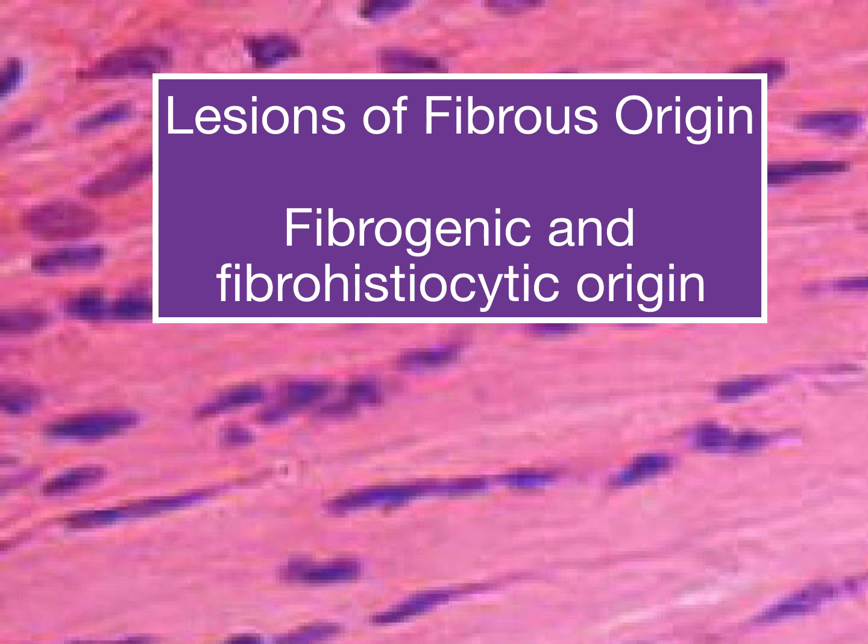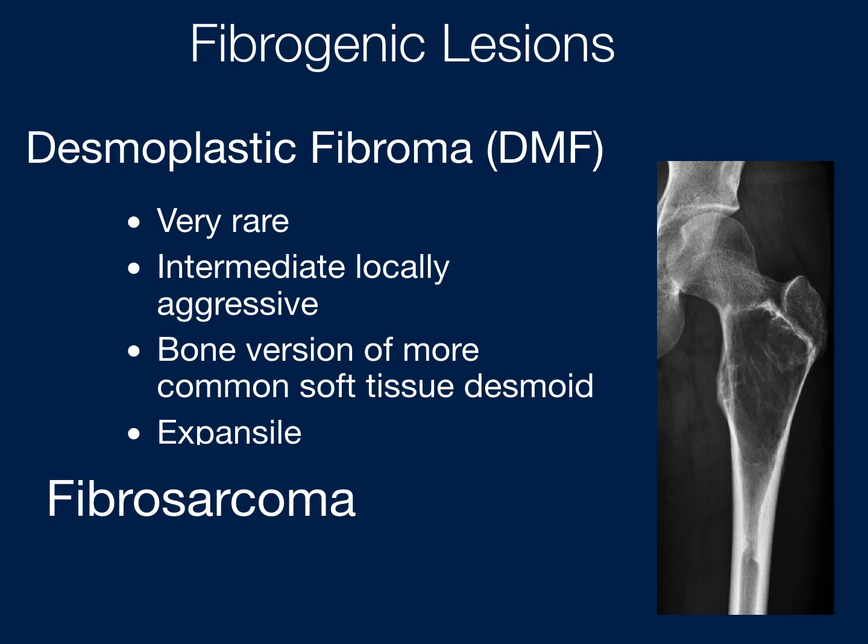The next type of tumor is the fibrous, and I've included both the fibrogenic and fibrohistiocytic origin lesions under the fibrous origin. The first is the desmoplastic fibroma, a really rare tumor that's in the intermediate locally aggressive category. They're also known as desmoid tumors of bone because it's the bony version of the more common soft tissue desmoid. On radiographs, they are expansile lesions. The fibrosarcoma is the malignant tumor in the category and appears aggressive radiographically.